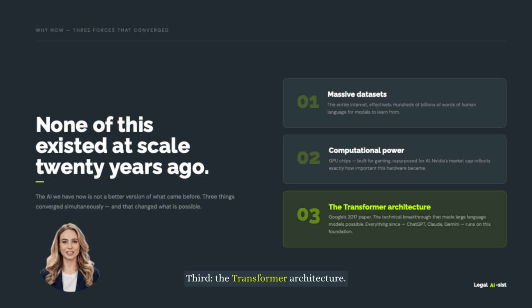Third, the transformer architecture. Google's 2017 paper solved a fundamental problem in how machines process sequential information like language. Without it, none of the tools you are now being asked to evaluate would exist. This is why the AI we have now is not simply a better version of what came before. It is qualitatively different. And that is why the legal profession's previous attitude of polite disinterest is no longer sustainable.